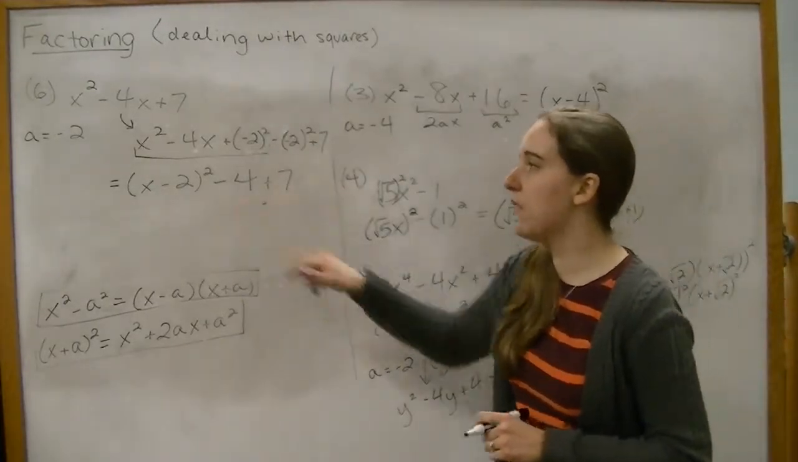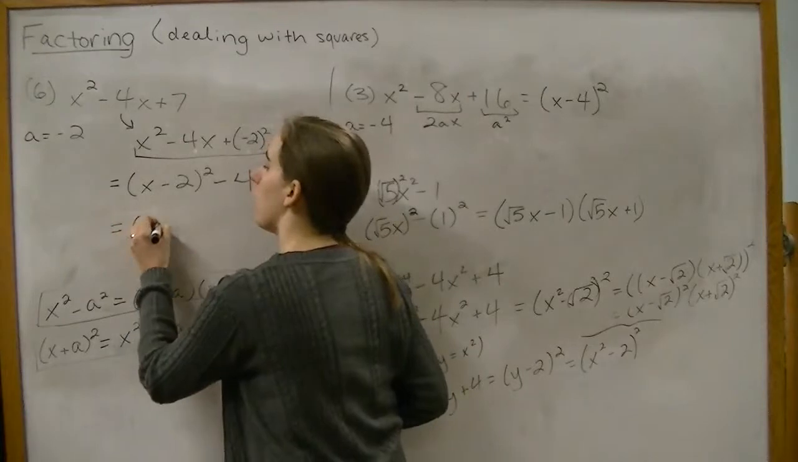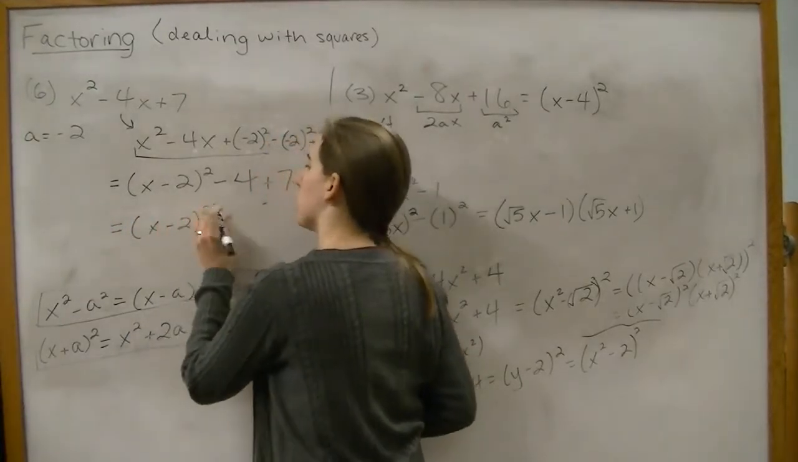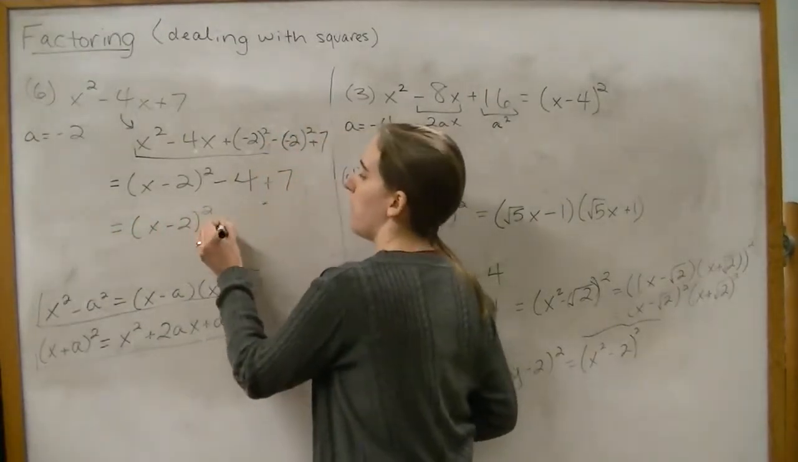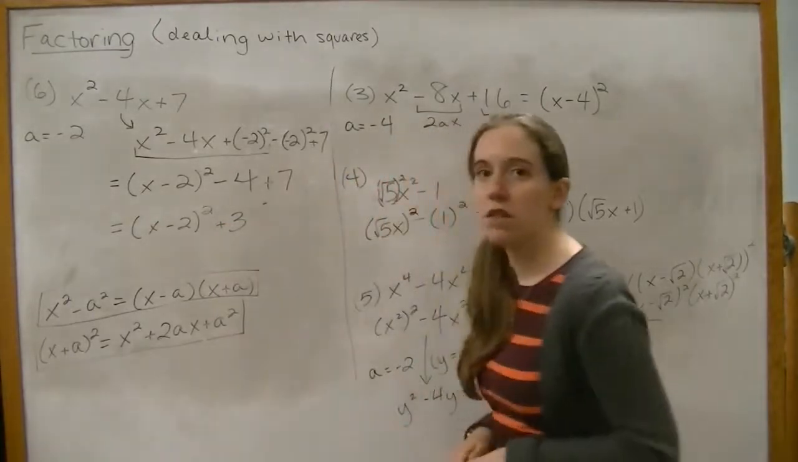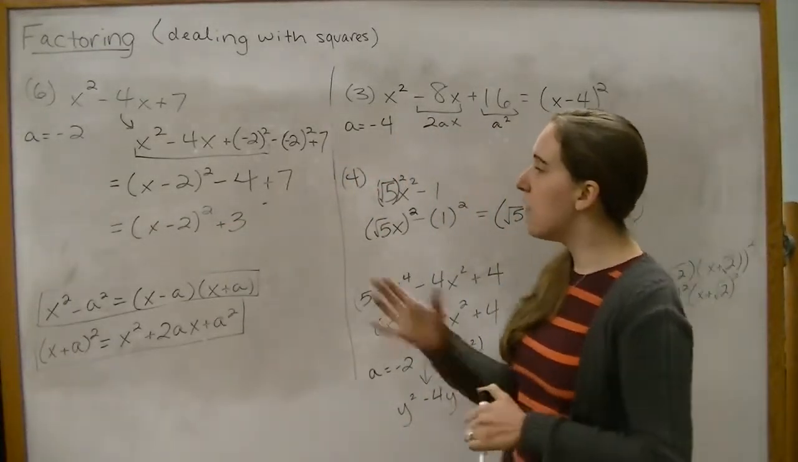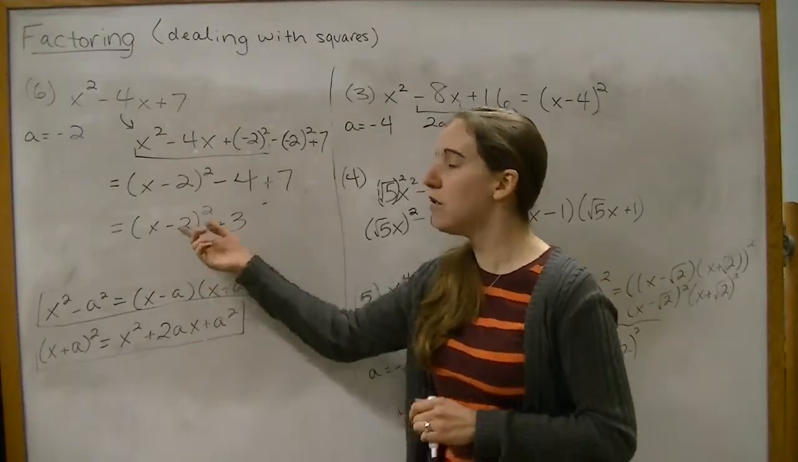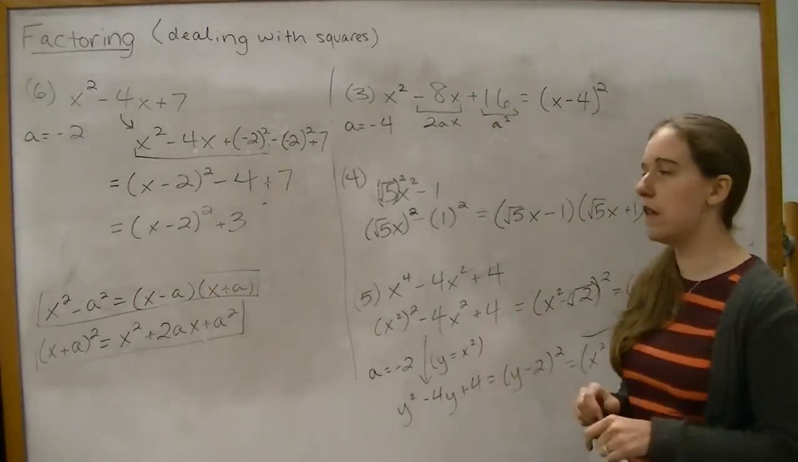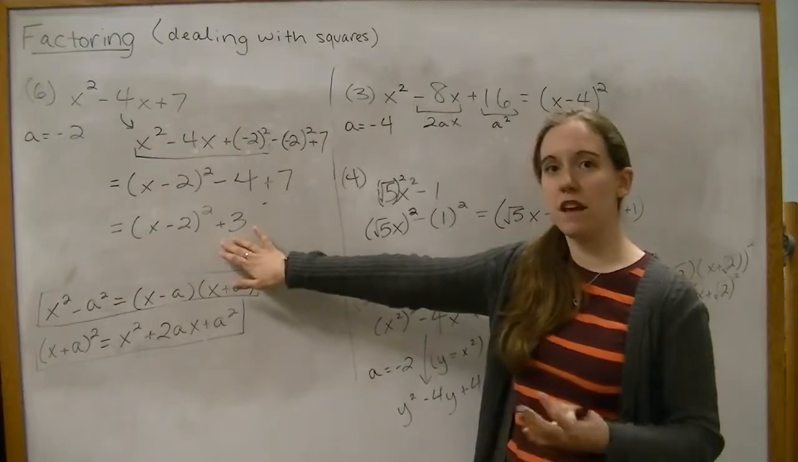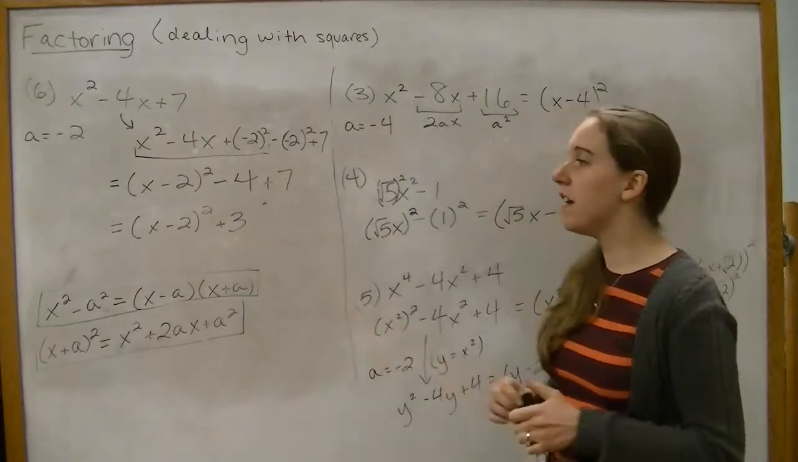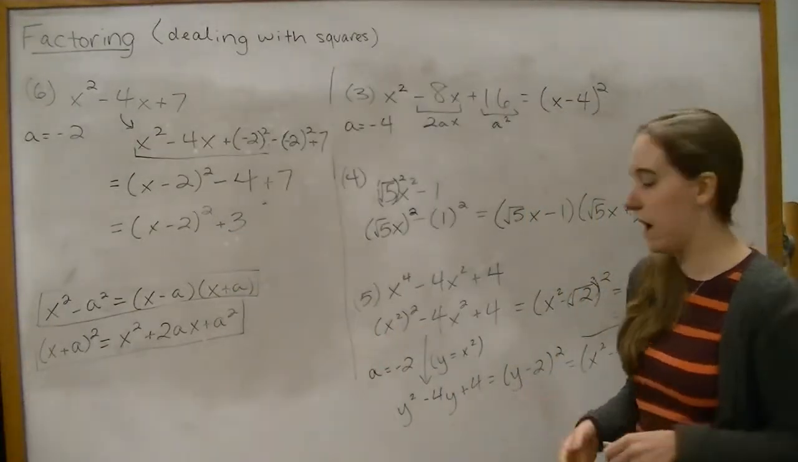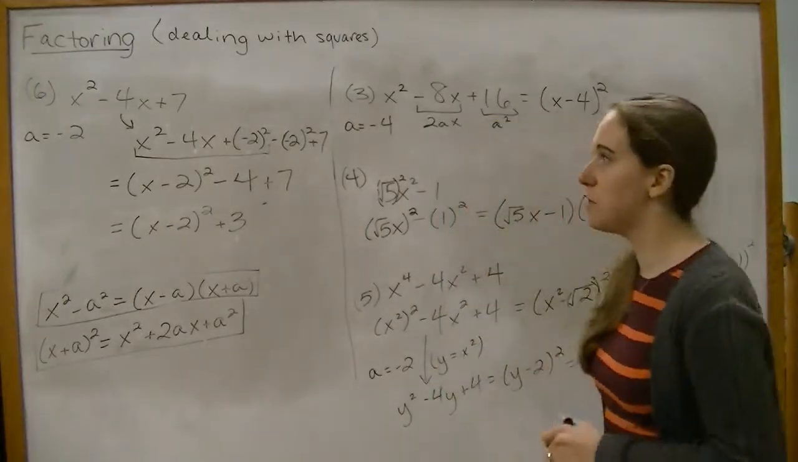And then I can combine these two like terms. So I have x minus 2 squared, and minus 4 plus 7 turns into just plus 3. So again, this isn't as handy as if I had actually factored it, because I can't use the factors as the roots of the equation, because this plus 3 is hanging on at the end. But it still can help us solve for x if we were to try and do that.